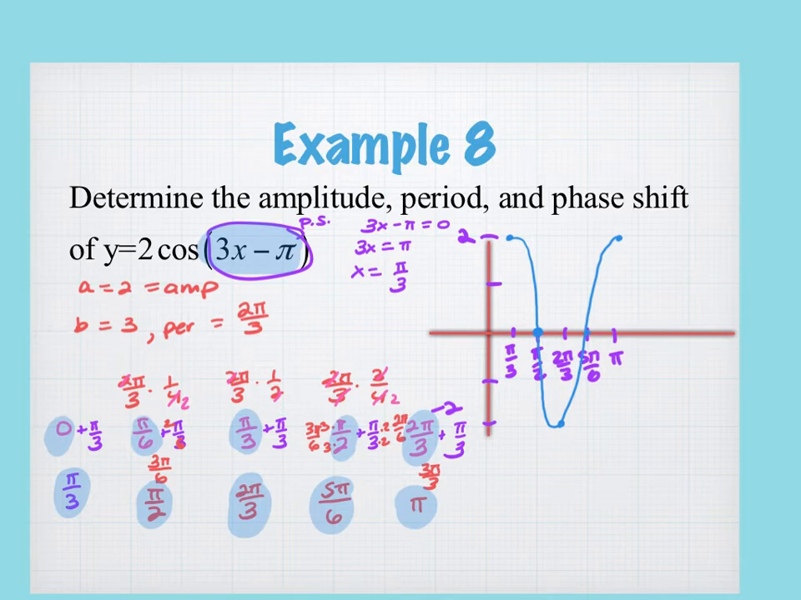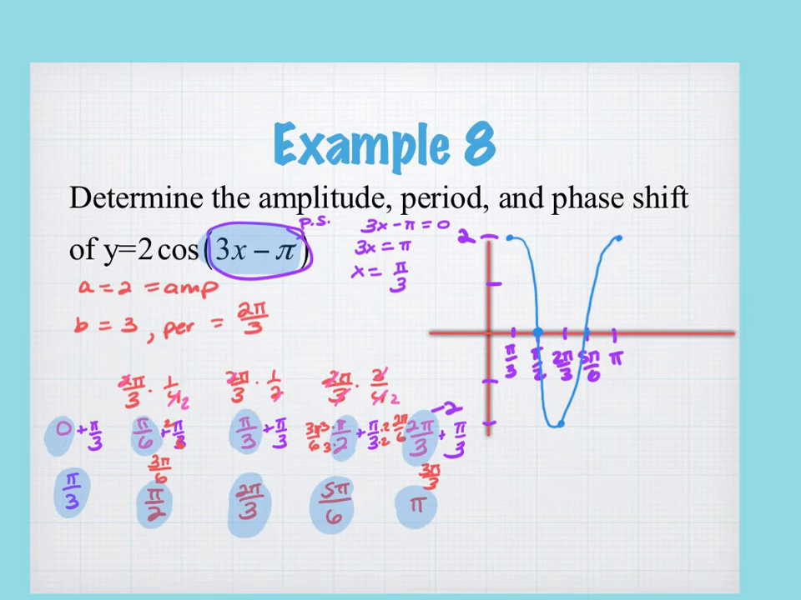So I plotted them on my x-axis, and then the amplitude was 2. I start at positive 2 over the pi over 3, not at 0. And then I come down to the 0, I go down to the negative 2, up to the 0, and then up to positive 2.